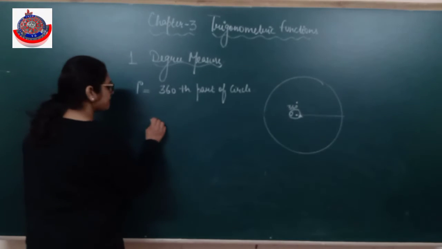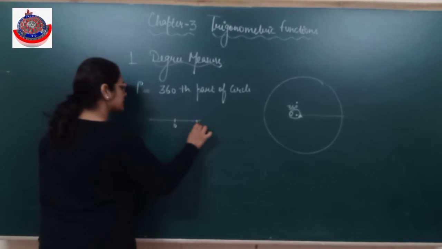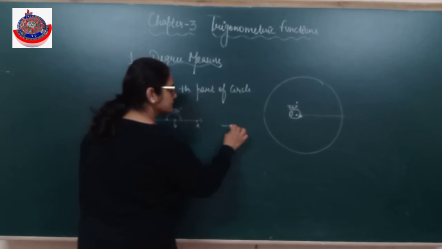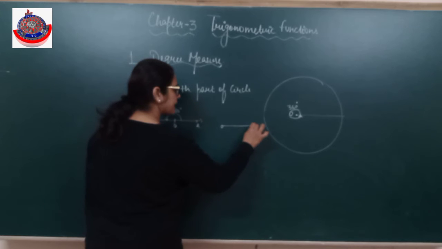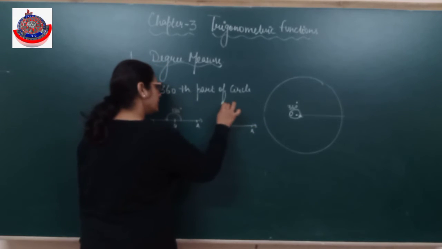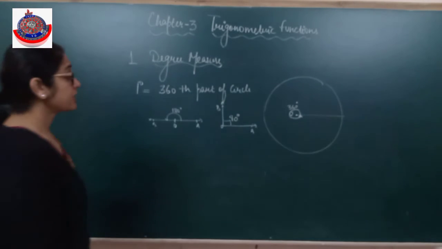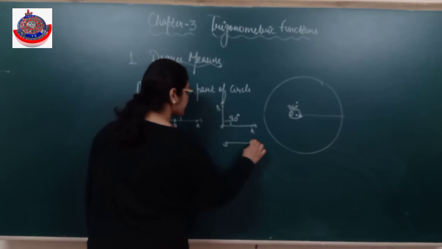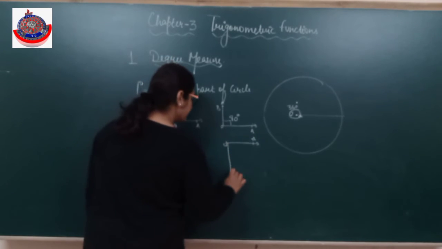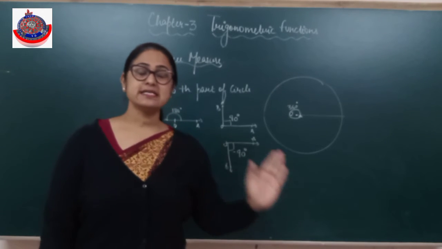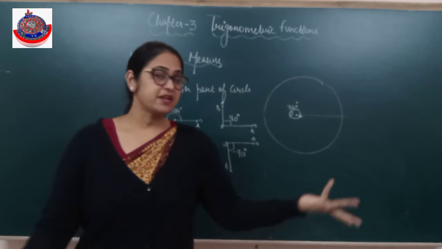If I come from here, this is my vertex, and this is the initial side, and this is my terminal side. If I come from here to here, what is this? 180. Nothing new for you all. If this is my initial side and I reach up to here, this is 90 degree. Alright, clear? The same way if I go down from the initial side and I come here, this is minus 90 degree. So that concept remains there. If I go anti-clockwise, angles are positive. If I go clockwise, angles are negative, and degree you know.